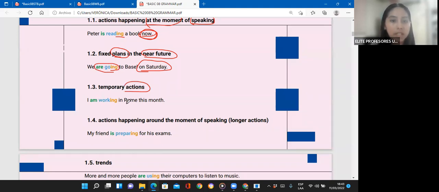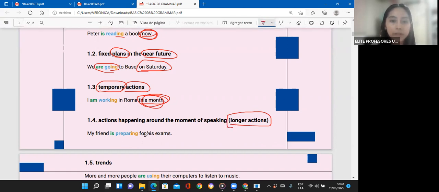Temporary actions. I am working in Rome this month. Just this month, okay? Temporary, just for maybe 1 month, 2 months, but right after that, I'm not working in Rome anymore. Okay, I'm working in Rome this month. Actions happening around the moment of speaking, but for longer actions.